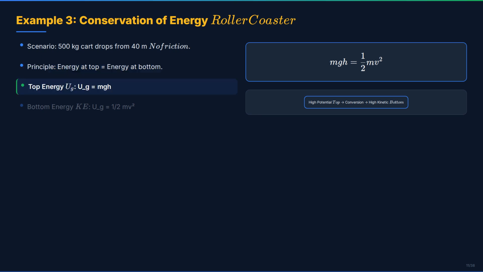We set this total energy equal to the final K_e. Total energy equals 1/2 m v squared. We solve for v. Solving for v equals the square root of 2gh. Plugging in the numbers gives us 28.0 meters per second. The energy never disappeared. It just changed form.